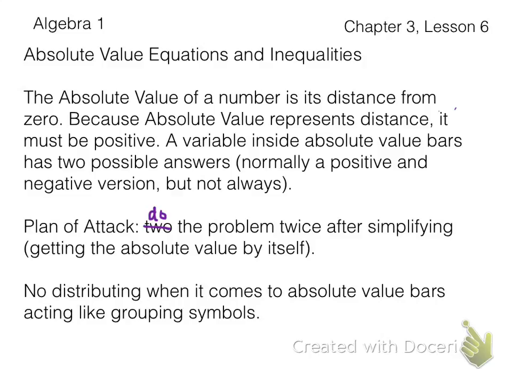So the plan of attack is to do the problem twice after simplifying, which means getting the absolute value bars by itself. The one big thing that you need to know about is that even though absolute value bars act like grouping symbols, you're not going to distribute with them. Okay, you can't distribute with absolute value bars. You can with parentheses, brackets, and braces, but not absolute value bars.